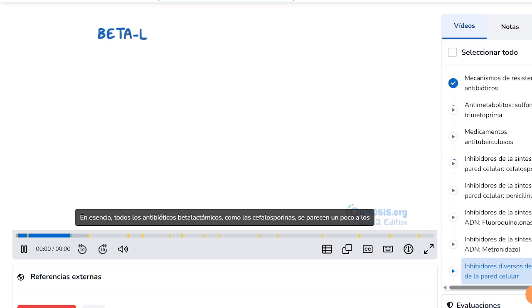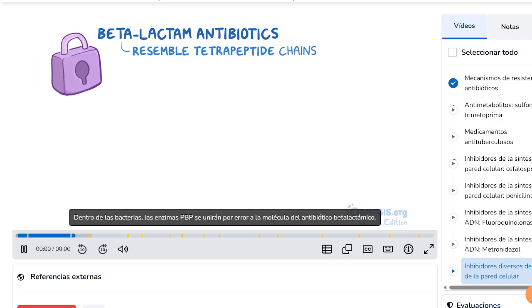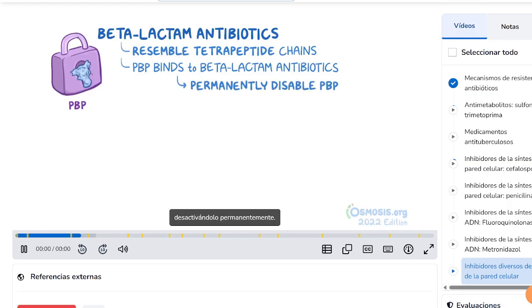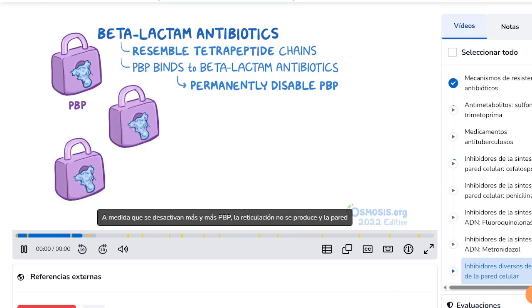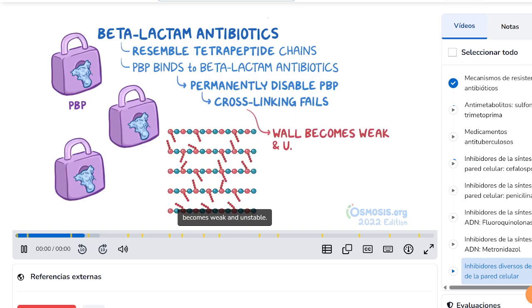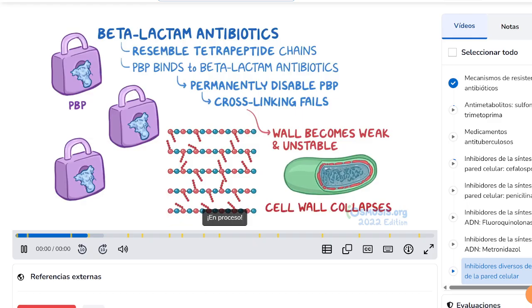In essence, all beta-lactam antibiotics, like the penicillins, somewhat resemble the tetrapeptide chains. Inside the bacteria, PBP enzymes will mistakenly bind to the beta-lactam antibiotic molecule instead of a tetrapeptide, and stick inside the PBP forever, like putting chewing gum in a keyhole, permanently disabling it. As more and more PBPs get disabled, the cross-linking fails to happen, and the wall becomes weak and unstable. If the affected bacteria attempts to divide, their cell wall will collapse, killing them in the process.